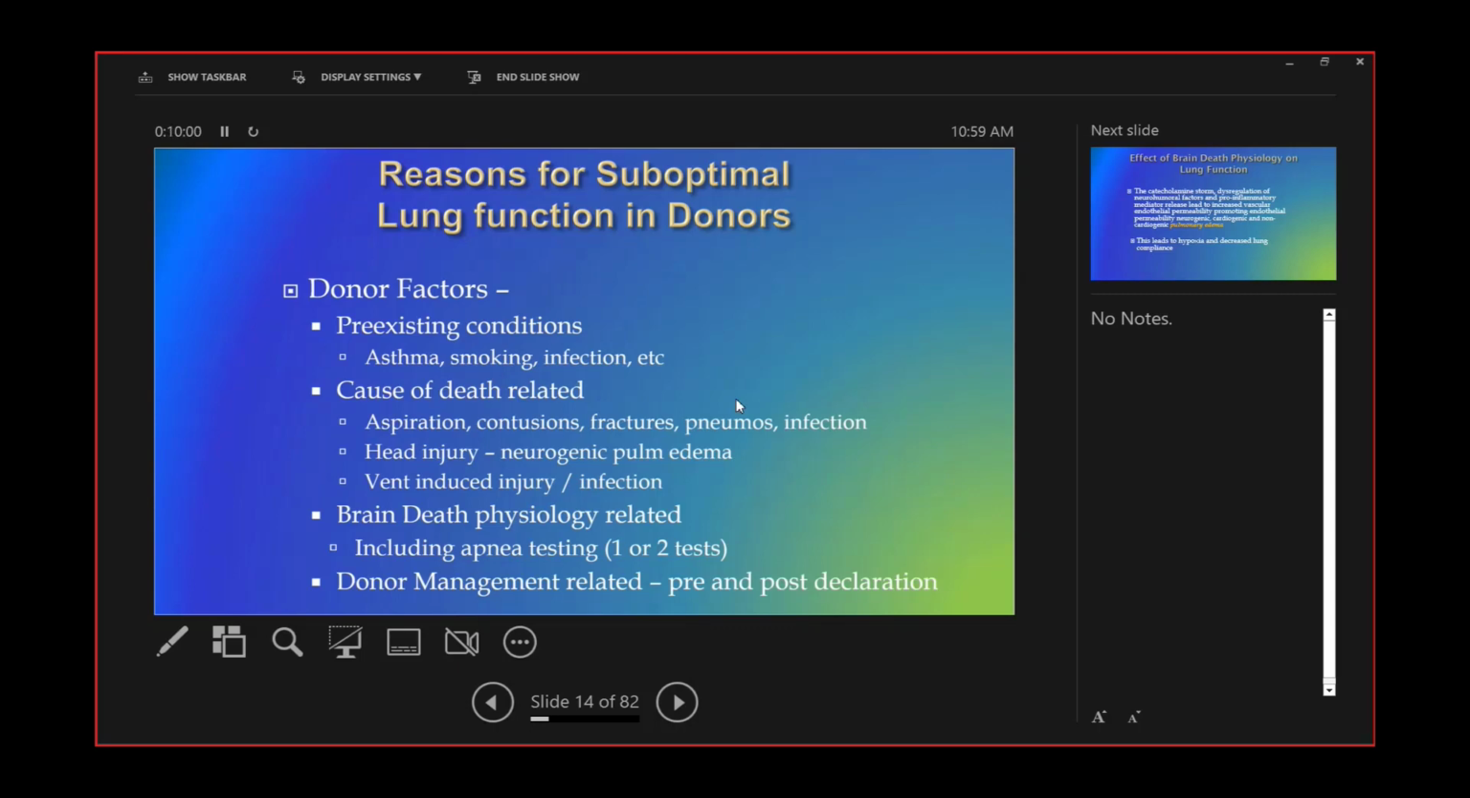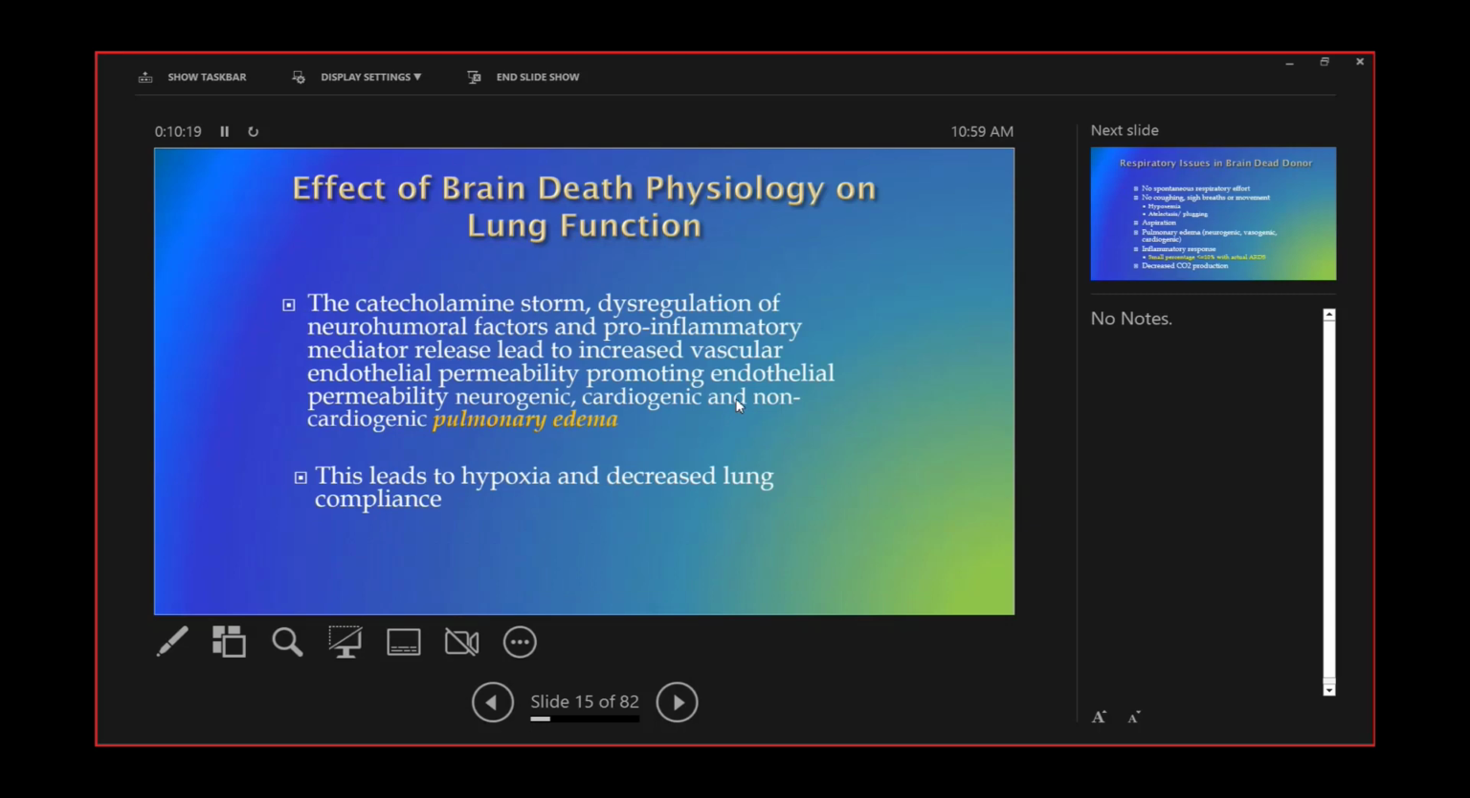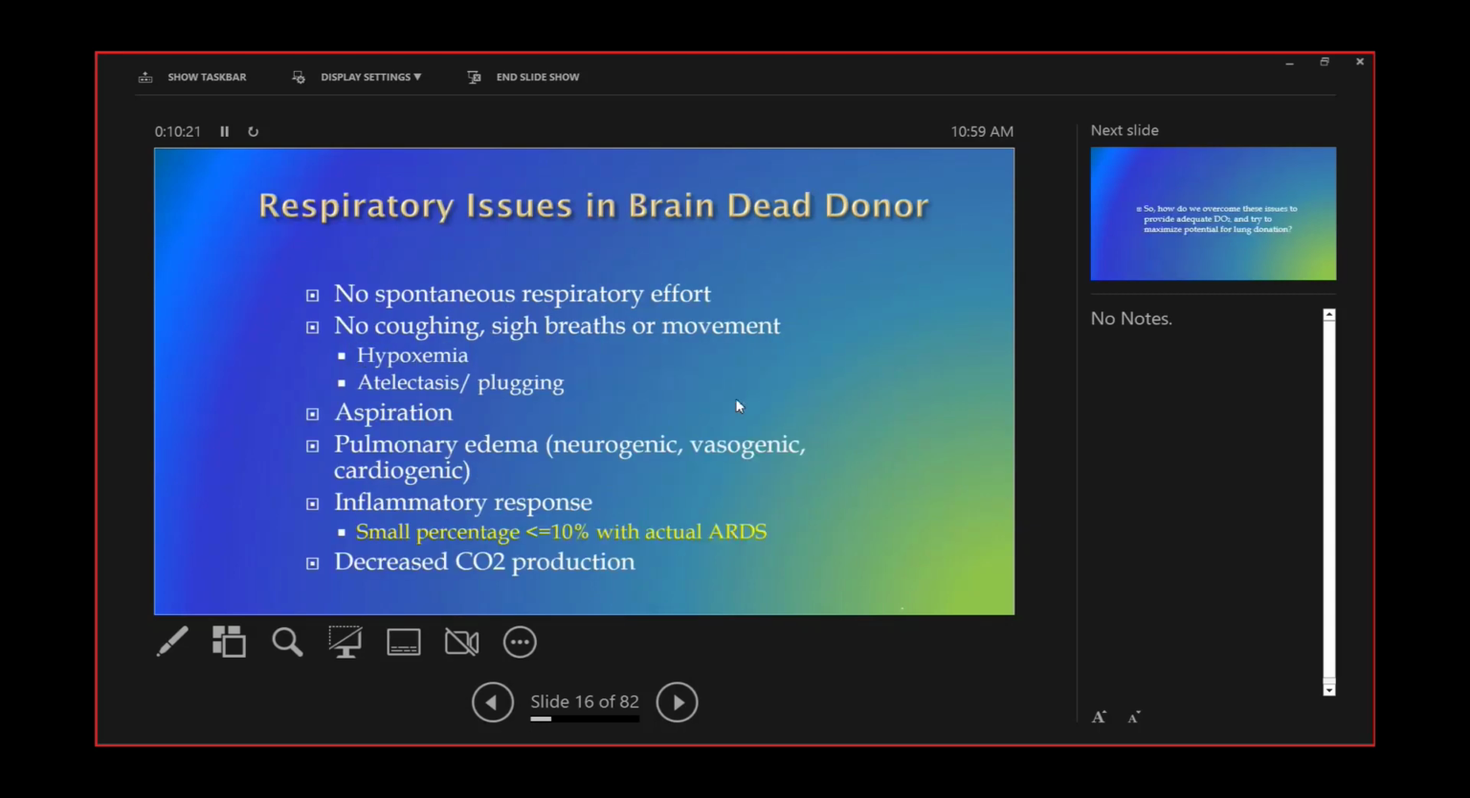And then there's the brain death physiology-related things, including the apnea test, where you're completely removing them from positive pressures, and you're basically putting them on flow-by oxygen, which leads to what? Lots of de-recruitment and atelectasis. And then there's also donor management-related things that we do pre and post declaration. We talked about the catecholamine storm. I'm not going to go over that again.